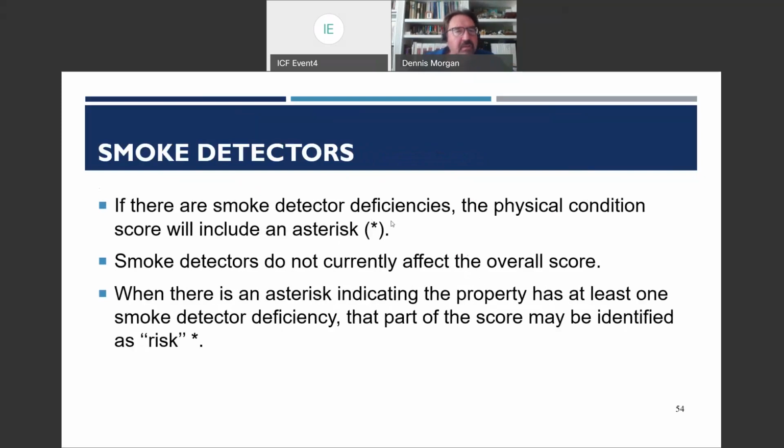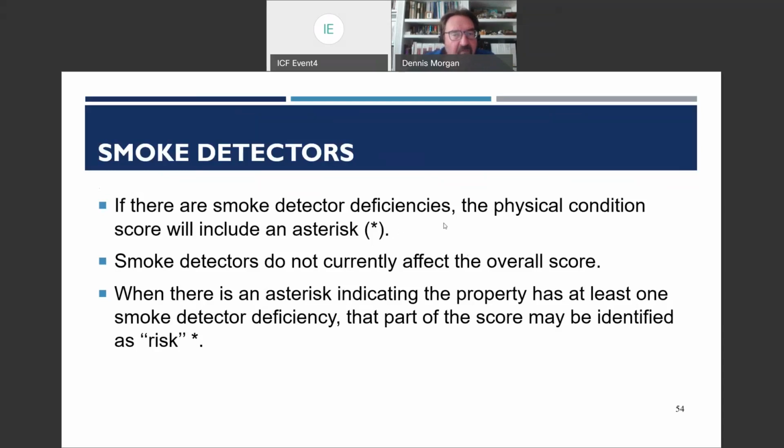If you have a smoke detector deficiency, that's going to include a star or an asterisk. The smoke detectors do not have an impact on the overall score. So even though it's a 24-hour repair, it does not take away points from your system. Do I still want to be attentive to it? Absolutely. These are health and safety. These are life-threatening scenarios. So you want to make sure you're doing follow-up.